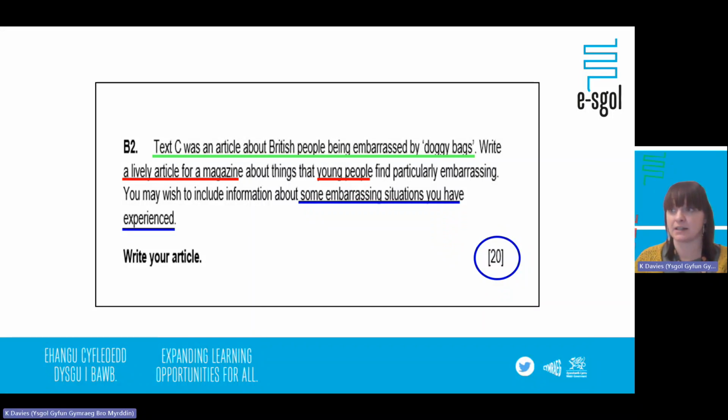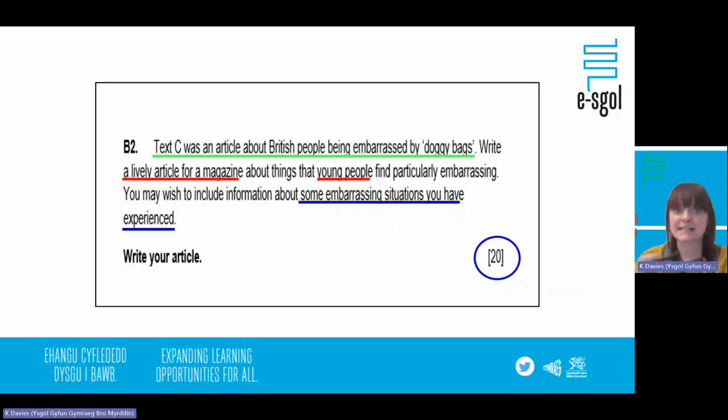Okay, so it's a link to the other text. So you're not doing anything else with the content of text C. You forget about it after that. Okay, so obviously we get the lively, like I've said, the lively article. So this indicates the idea that it needs to be fun, it needs to be humorous, it needs to be light-hearted. All right. We know that the format of the task is an article for a magazine.